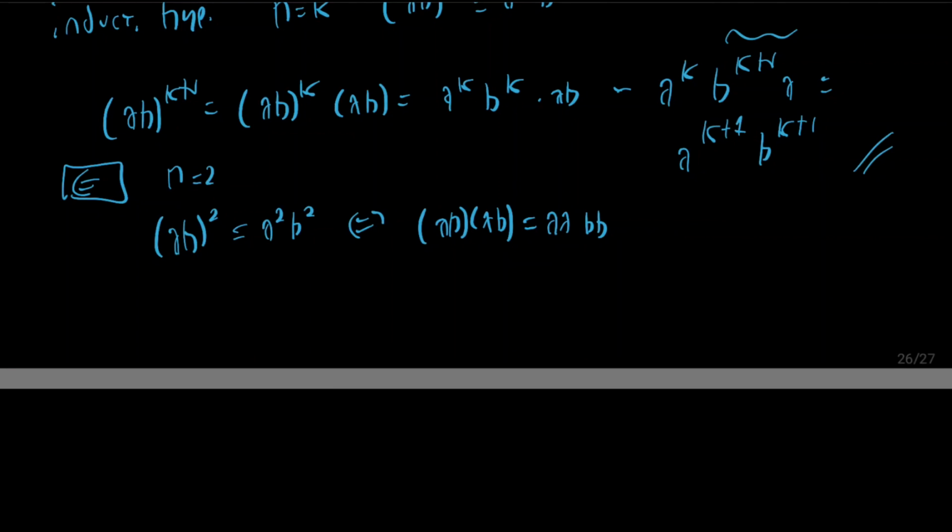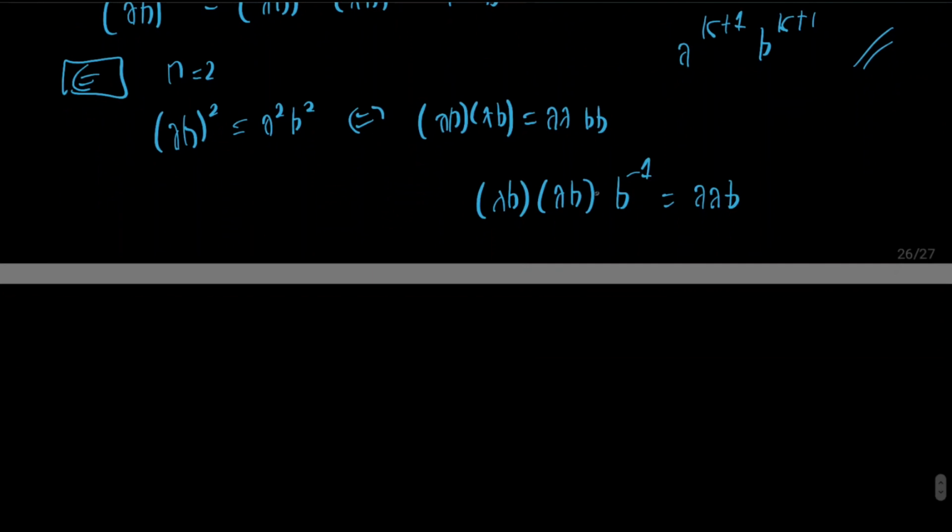So multiplying both sides by b^(-1) on the right yields aba b b^(-1) is equal to aab b^(-1), where b b^(-1) is the identity, and the identity times everything is just the thing it was multiplied by. And here again, using associativity, we can say b b^(-1) is the identity, and this just simplifies to aba = aab.